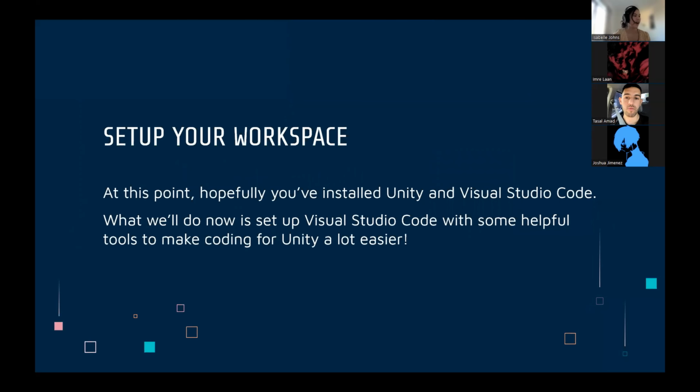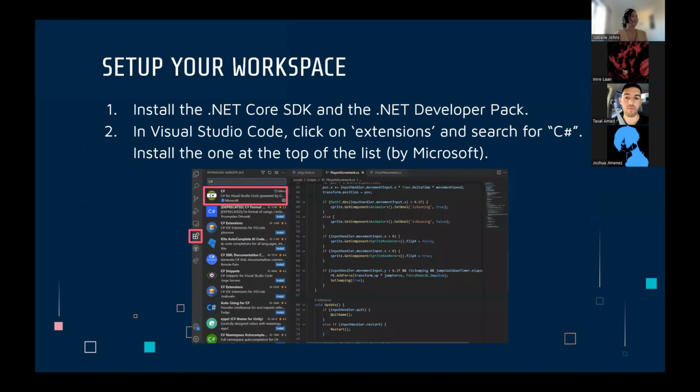So what we need to do is a little bit more setup, just to make coding with Unity quite nice for you when you're programming. You'll need to install two things, one called the .NET Core SDK and one called the .NET Developer Pack. The link will be sent through in the chat as well.